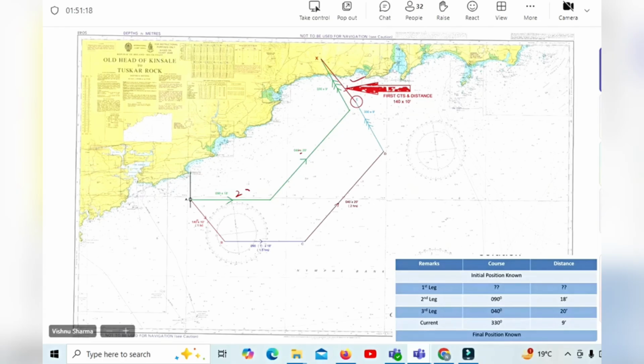Guys, you'll have to decide based on the question. If the question says the first leg, then whatever is now on the screen is good enough. You put your parallel ruler here, take it to the compass rose, measure it, say first course CTS is so many degrees true. Open your compass, measure this distance. This is the engine distance in the first leg. Duration was 1 hour, so this becomes the engine speed for the first leg. Distance will be in nautical miles, speed will be in knots. That units you'll have to take care.